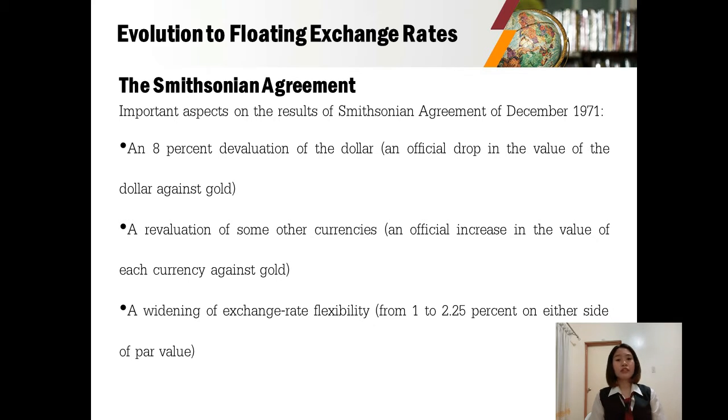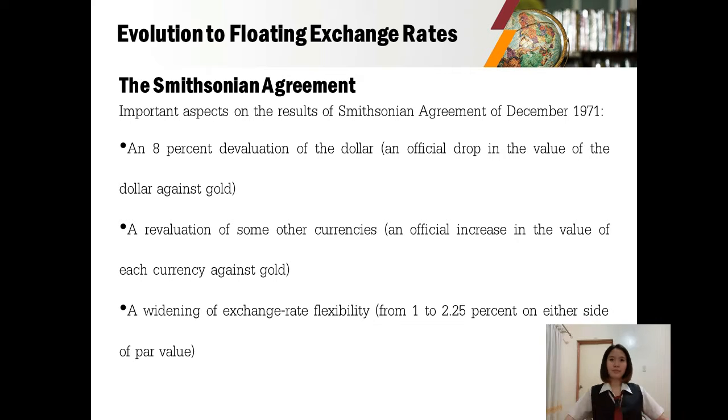So the evolution of floating exchange rates is the regime of exchange rate in which a currency's value is allowed to fluctuate, whether it rises or falls, in response to foreign exchange market events. Then comes the Smithsonian Agreement. So the Smithsonian Agreement was implemented in December 1971 and paved the way for a new dollar standard as other industrialized countries pegged their currencies to the US dollar.